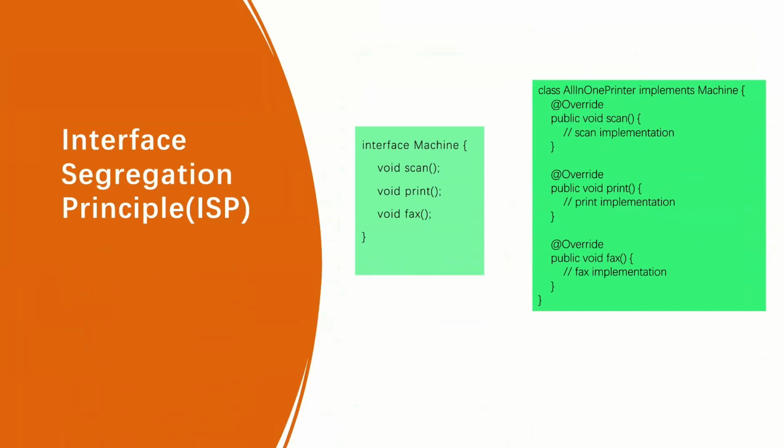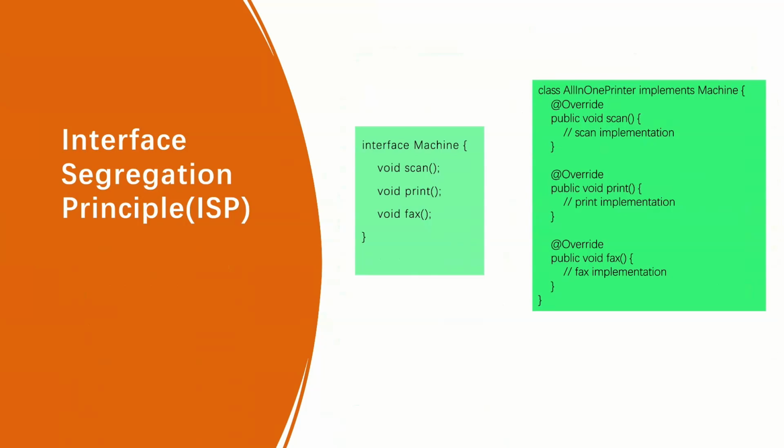Let's consider an example involving a document management system that supports various functionalities such as scanning, printing, and faxing. Initially, we might design an interface that encompasses all these functionalities. In this implementation, the machine interface forces all its implementations to provide implementations for scanning, printing, and faxing. However, not all devices may support all functionalities. For example, a basic printer might not have fax capabilities.